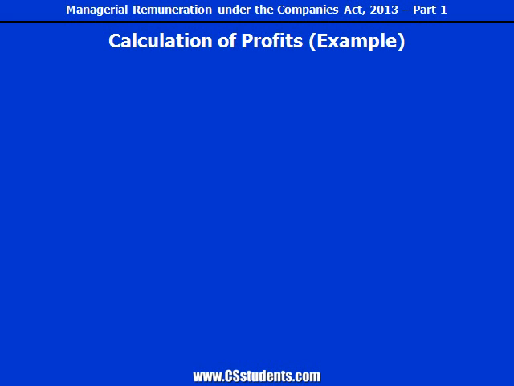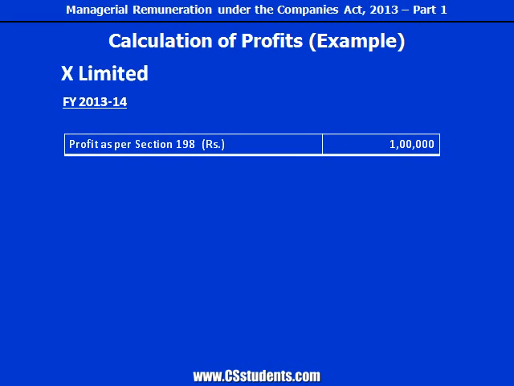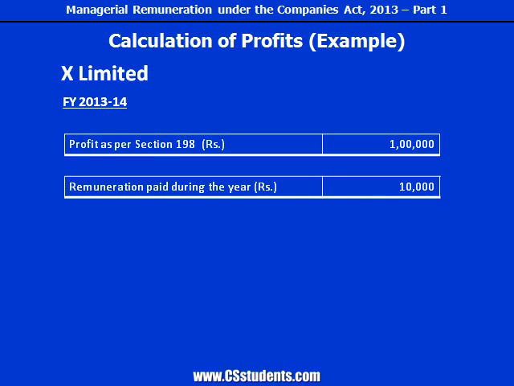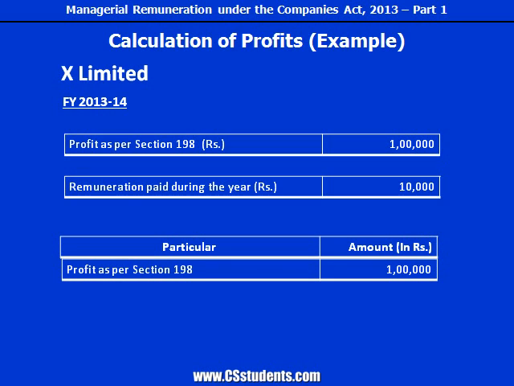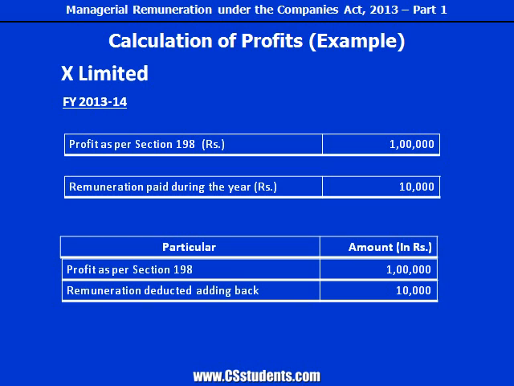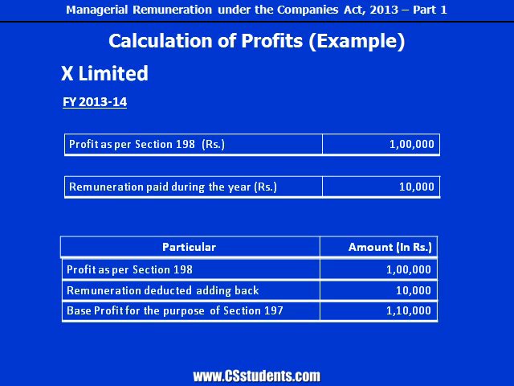Let's understand with an example. Based on the method provided in Section 198, X Limited's profits for the financial year 13-14 is Rs 1 lakh, after deducting all the expenses including managerial remuneration of Rs 10,000. So, the overall permissible limit shall be calculated as follows. Profit as per Section 198: 1 lakh. Add back the managerial remuneration paid and already deducted from the profit: 10,000. Adding both of them, the base profit for calculating the permissible managerial remuneration is 1,10,000.